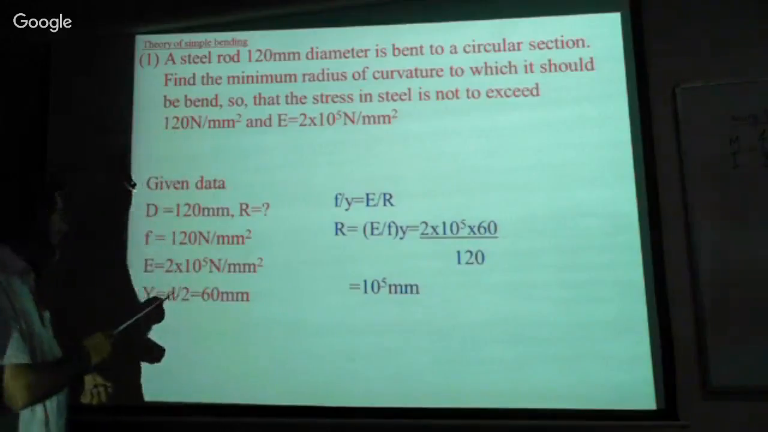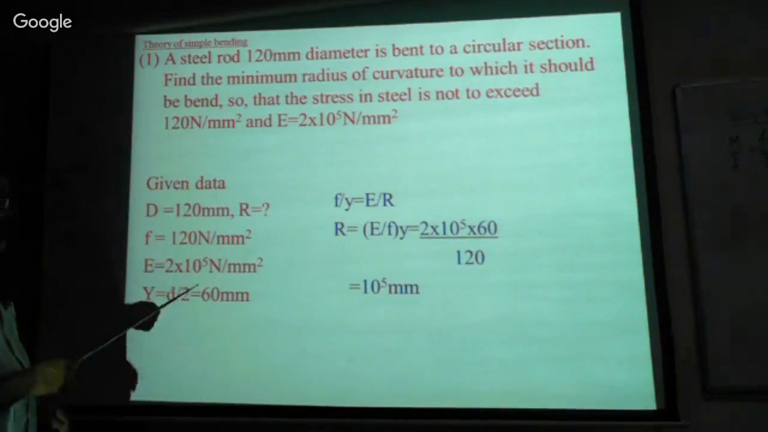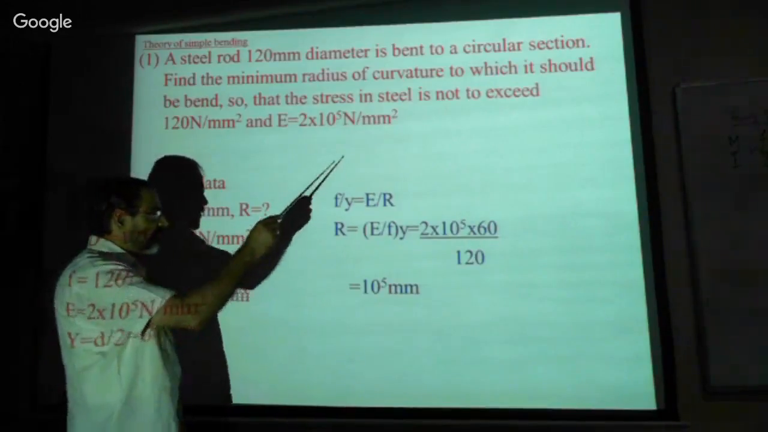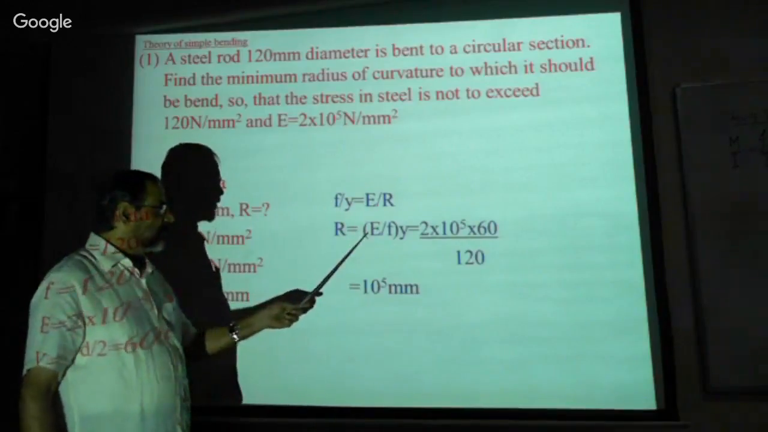We need to calculate the radius of curvature. The beam can be bent, isn't it? The steel rod can be bent. We need to find out the radius of curvature r. And therefore, now f by y, substitute the given values.